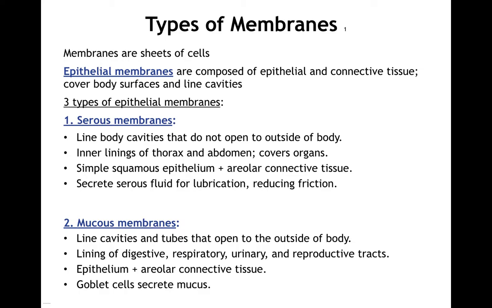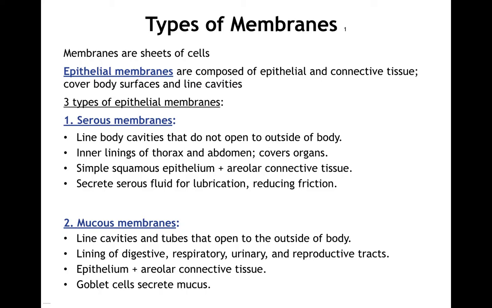Membranes are sheets of cells. We can talk about epithelial membranes. Those are composed of epithelial and connective tissue membranes. They're going to cover the body surface and line cavities. There are 3 major types of epithelial membranes.